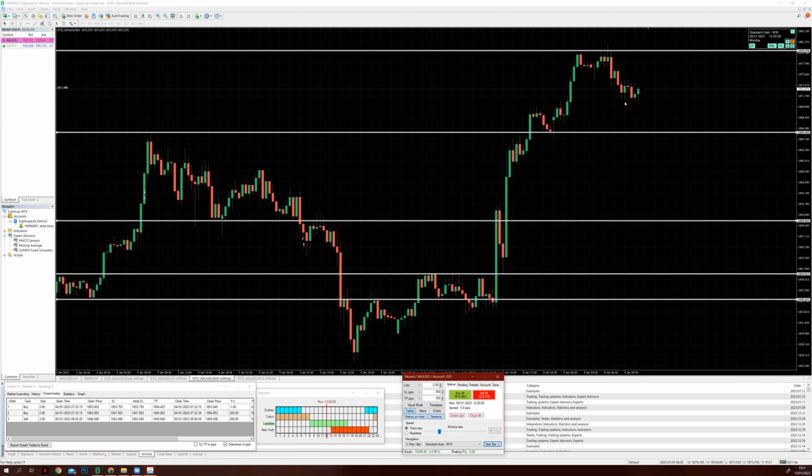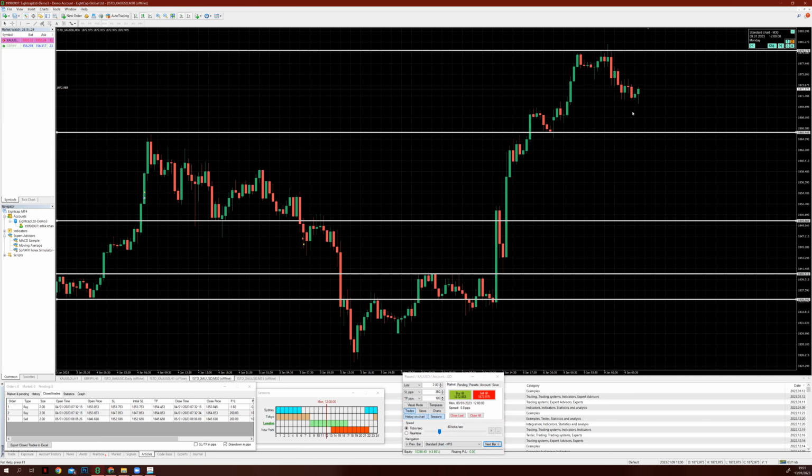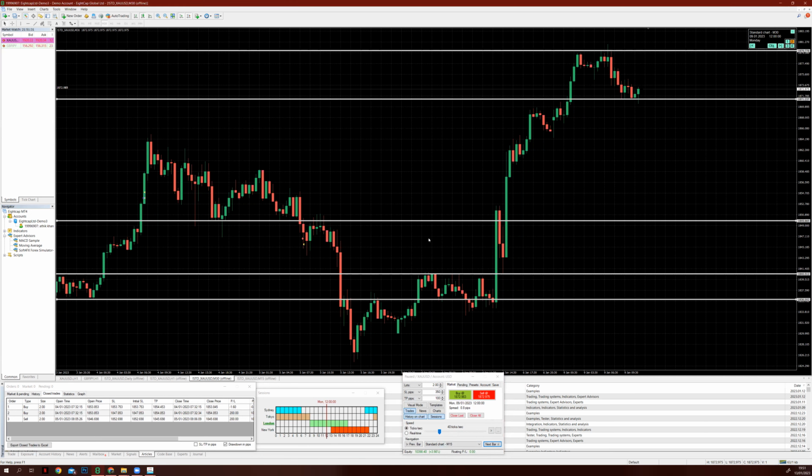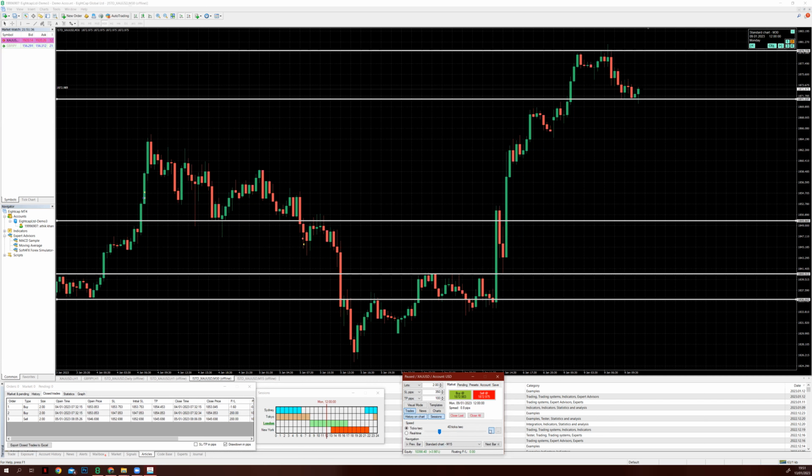Pre-NY. Okay, as you can see, we have consolidated in this area quite a bit. We have made a support here, and this support is being respected multiple times. So now with pre-NY coming in, we can expect a lot of volume, and I can assume if we break this high here, I will take a buy because there's enough volume to push price up and continue the bullish trend.